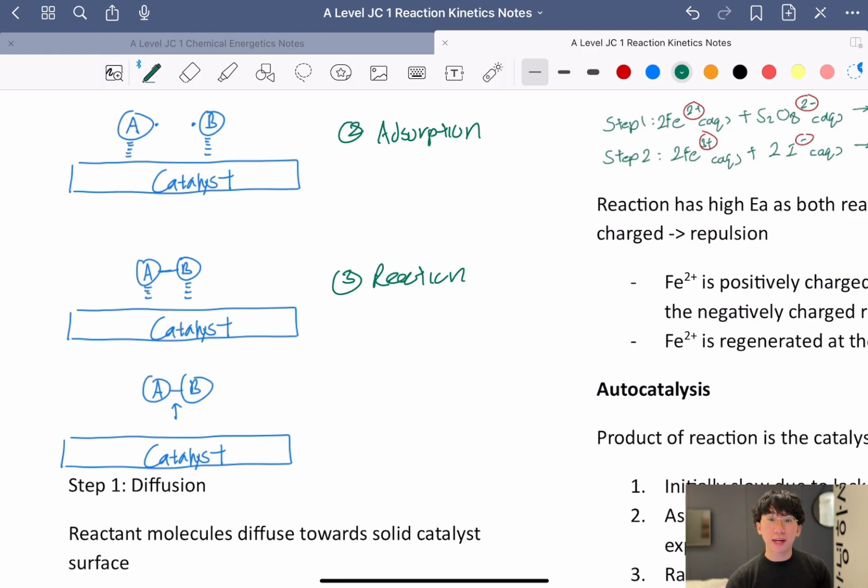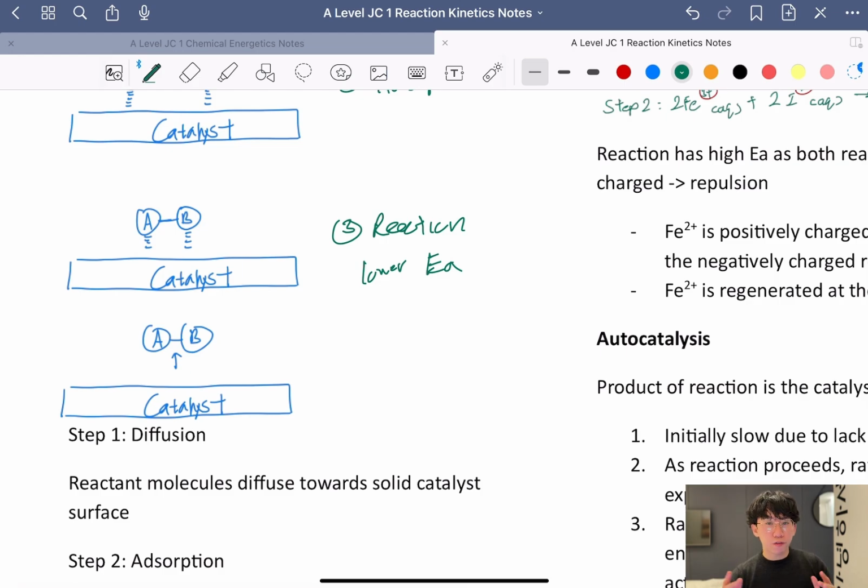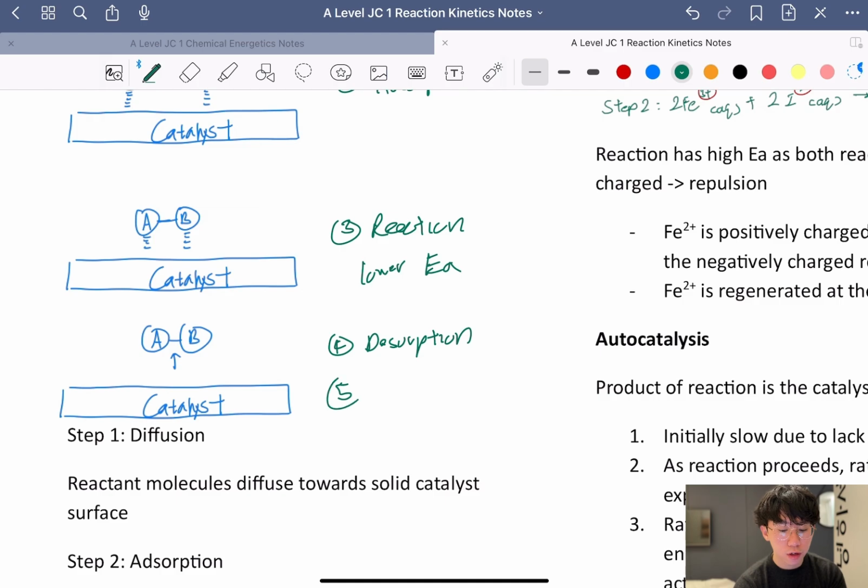So the sticky surface will provide the correct orientation for your reactants and also lower the activation energy for the reaction to occur. And then for step 4 and step 5, this is desorption, which is removing the stickiness, or the product itself is being removed from the catalyst surface. And then for step 5, which is diffusion, where the product says bye-bye and goes off away. This way, a new set of reactants can come to the catalyst surface and be ready for a new reaction itself. And do take note that the catalyst also remains chemically unchanged at the end of this reaction.